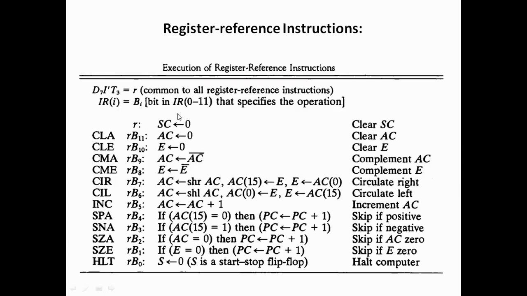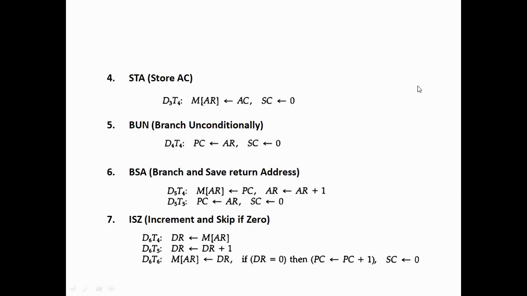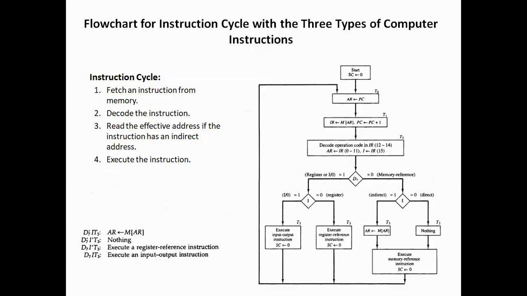Okay, now another thing is, when does a register reference instruction get executed? Again, let us go to this flow chart that we have studied. So we know that D7 should be 1, I should be 0, and the clock cycle should be T3. So it will be D7 I' T3, right, for a register reference instruction.